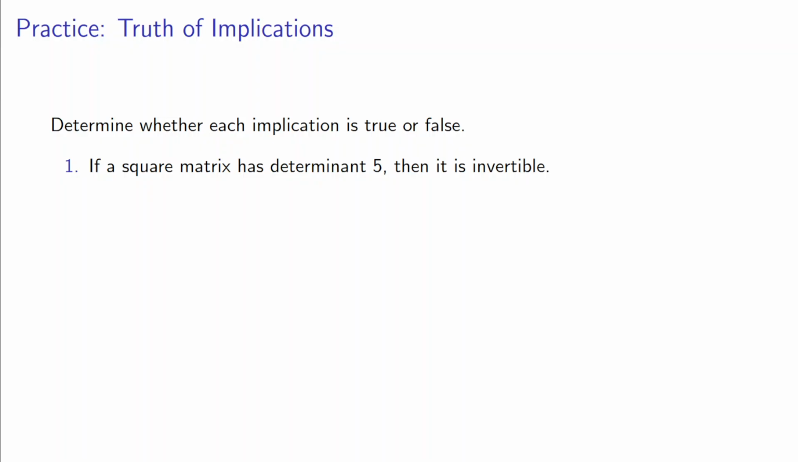Let's try a few examples here. So we want to determine whether each implication is true or false. Again, if P then Q is false precisely when P is true and Q is false. So we're looking for statements that would be of that form in order to have the full implication be false. Otherwise, it should be true.